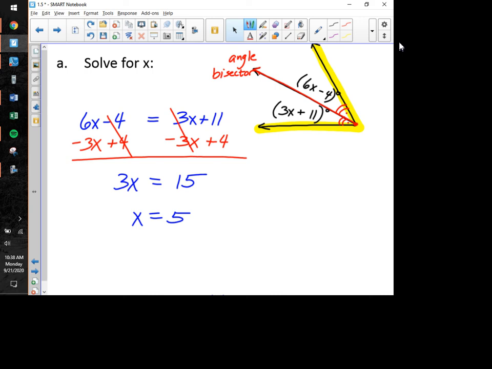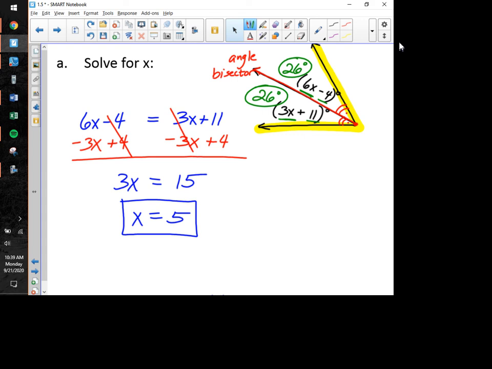Now again, the directions said solve for x, which we've done, but it's always a good idea to check your answer by plugging it back in. So if x is 5, 3 times 5 is 15. 15 plus 11 gives us 26 degrees for the measure of this angle. That by itself doesn't tell us anything until we also try it here. 6 times 5 is going to get us 30, and 30 minus 4 is also 26 degrees.